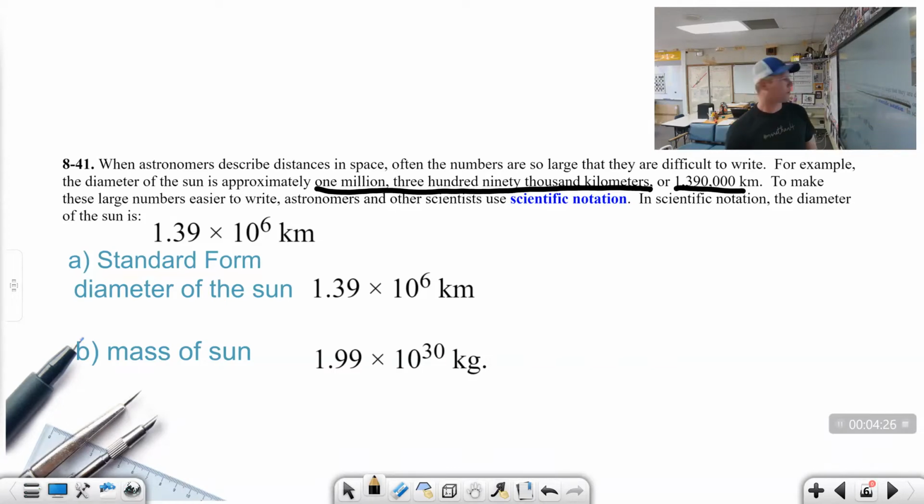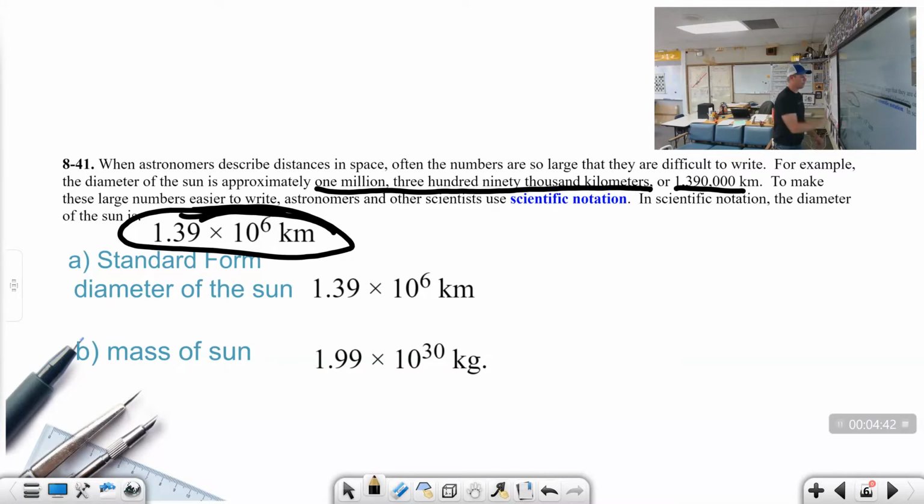Or this enormous number. To make these large numbers easier to write, this is the key. Scientific notation is making numbers easier to write. Astronomers and other scientists use scientific notation. In scientific notation, the diameter of the sun is this number. So, question letter A. I want you to write the scientific notation. Write it out.